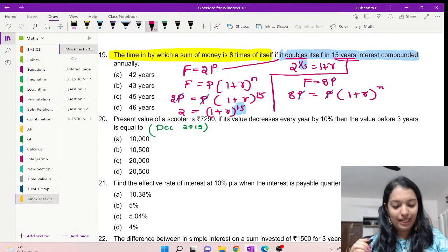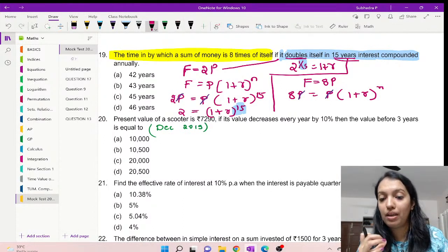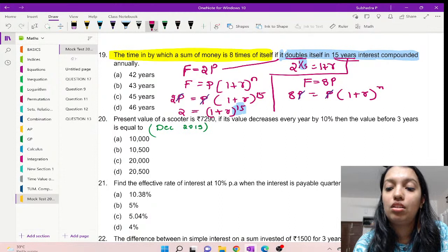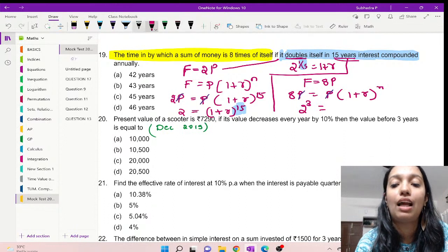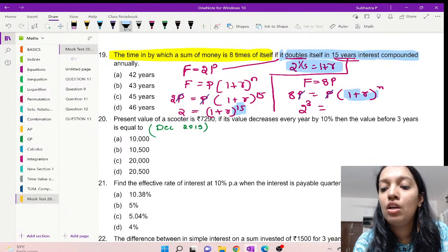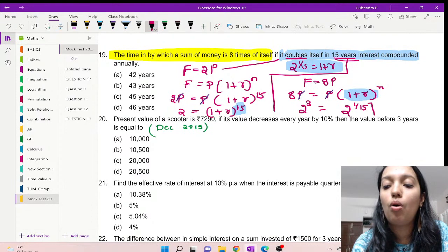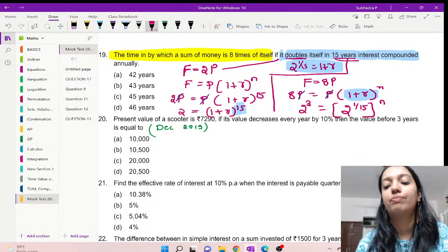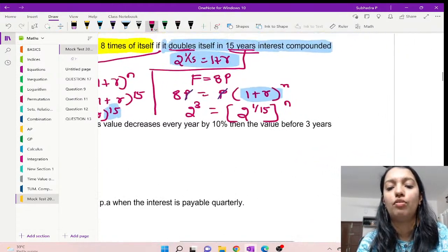What do you mean by 8? 2 cube. What is this 1 plus R? We already found out 1 plus R value, correct? Look, 1 plus R value I already found out. So I'll replace this 1 plus r with 2 power 1 by 15 whole to the power n. Now it is easy to solve.